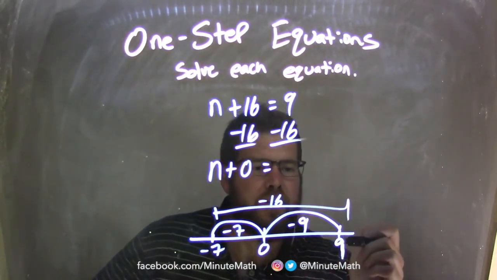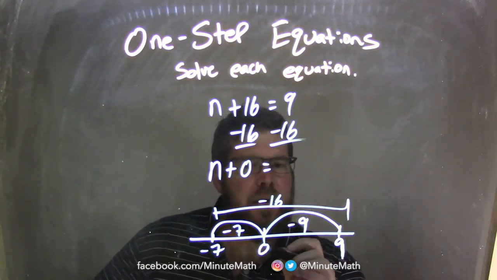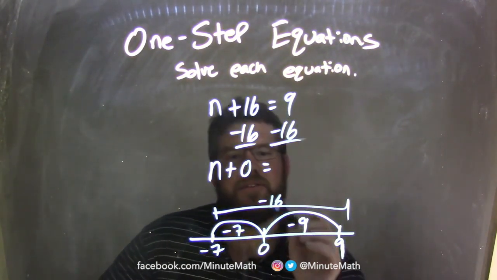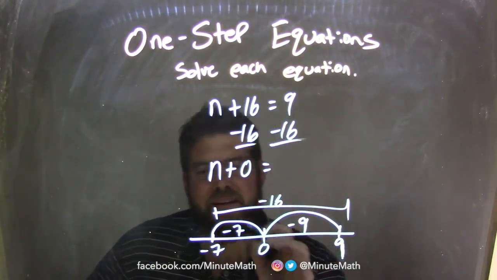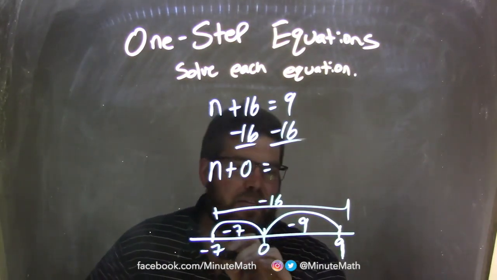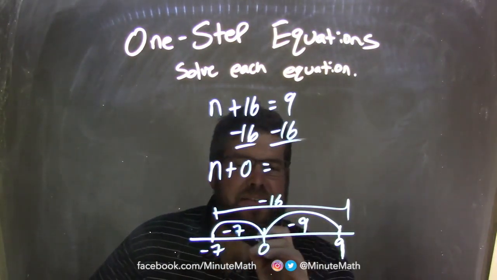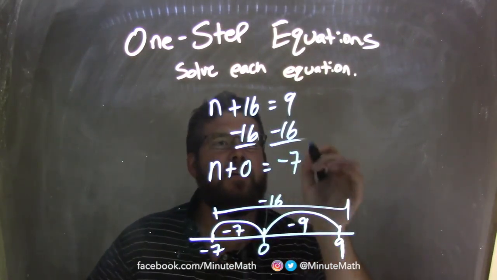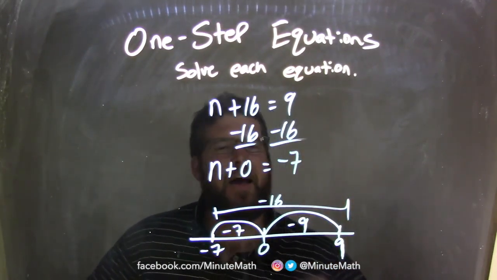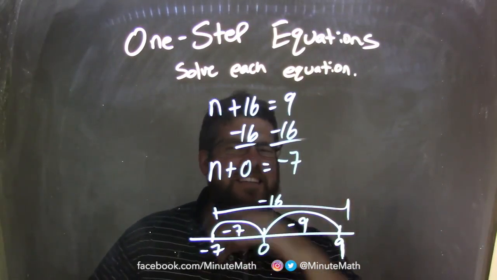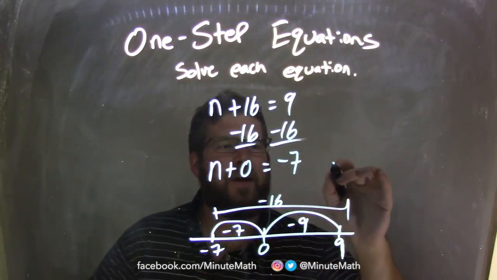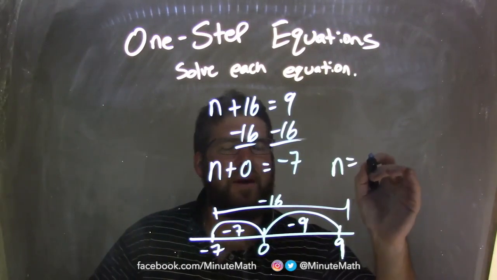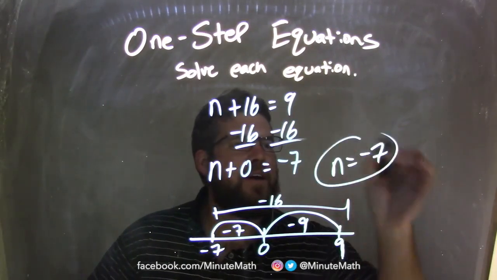Okay, so I subtracted 9 to get to 0, and then another 7, which added together is 16. So I subtract 7 more to get to negative 7, because negative 7 plus negative 9 is negative 16. So negative 7 is what 9 minus 16 is. And now n plus 0 equals negative 7. Don't need the plus 0, so now I have n equals negative 7. And that is my final answer.